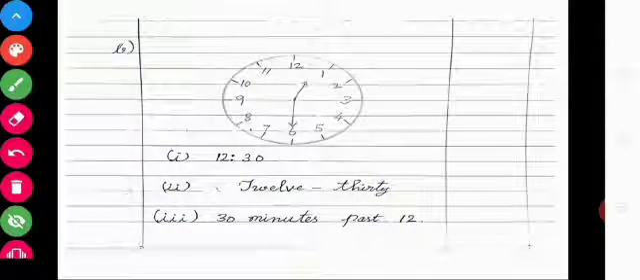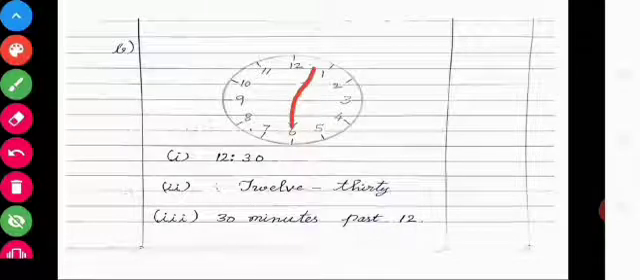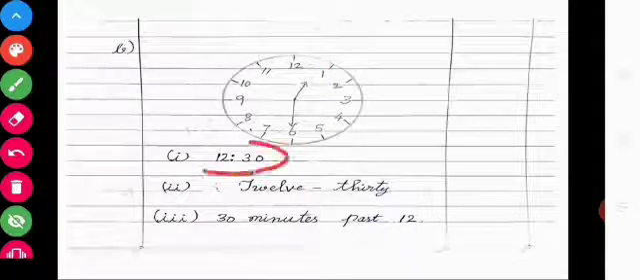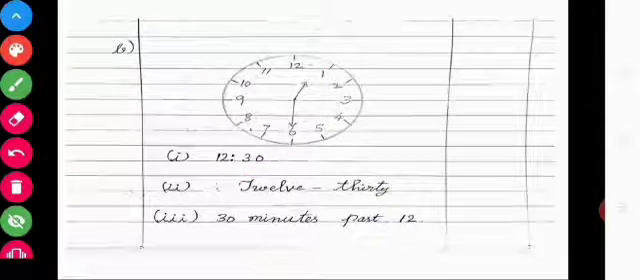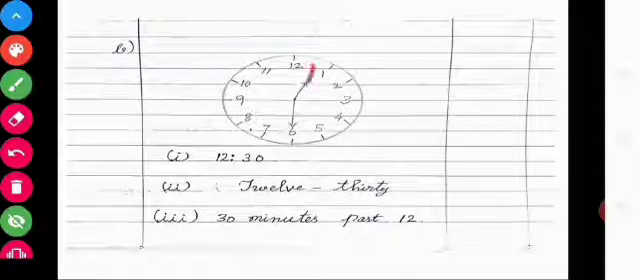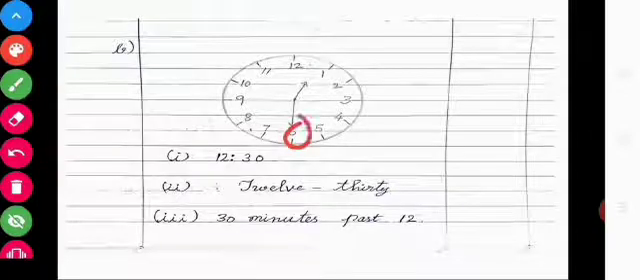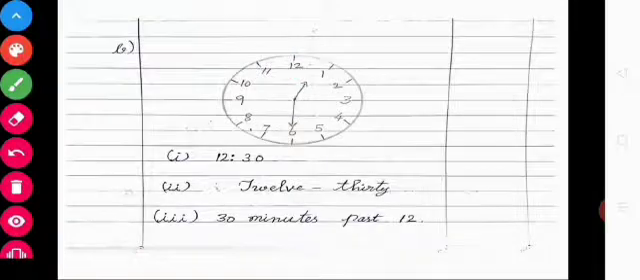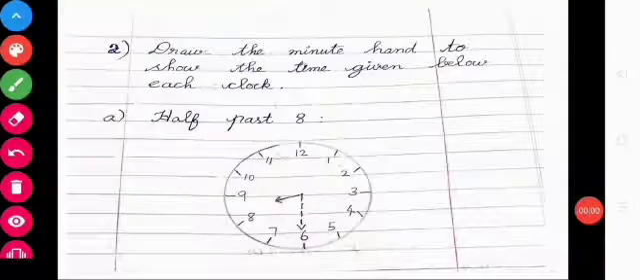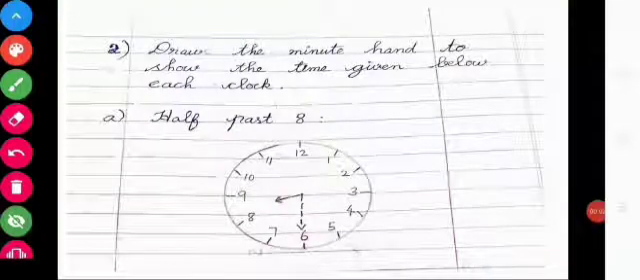See the next example. What is the time? 12 o'clock 30 minutes. So this is the first way, and the second way is 12:30, and the third way is 30 minutes past 12. Okay children. And then next one, draw the minute hand to show the time given below each clock.